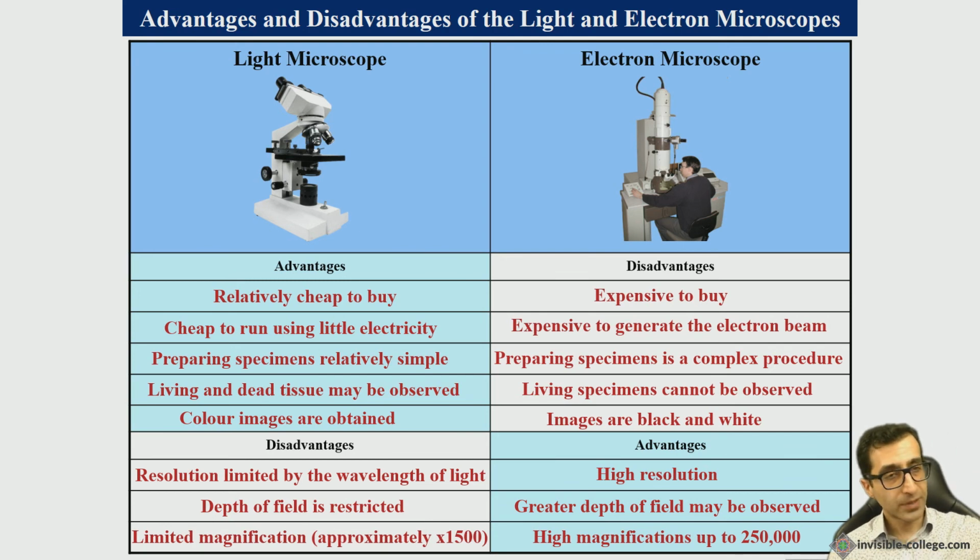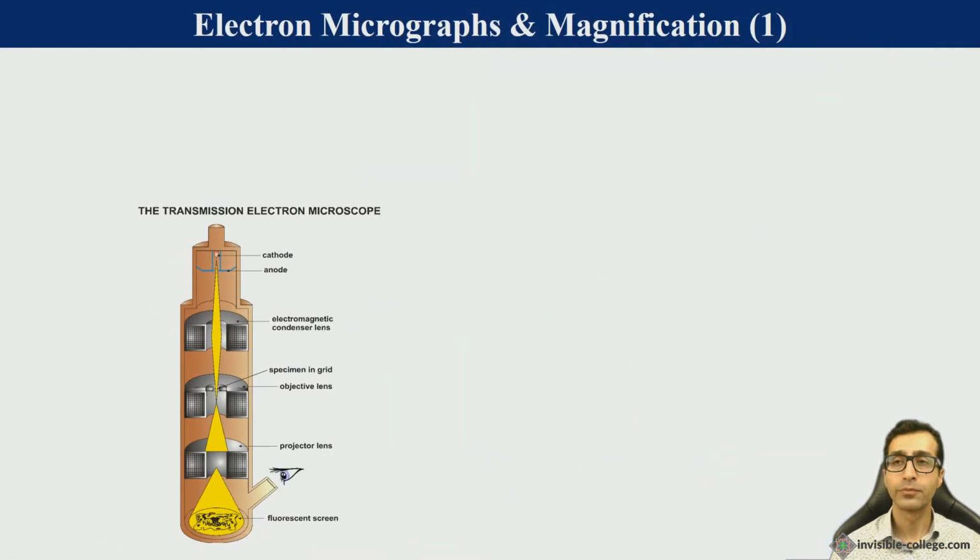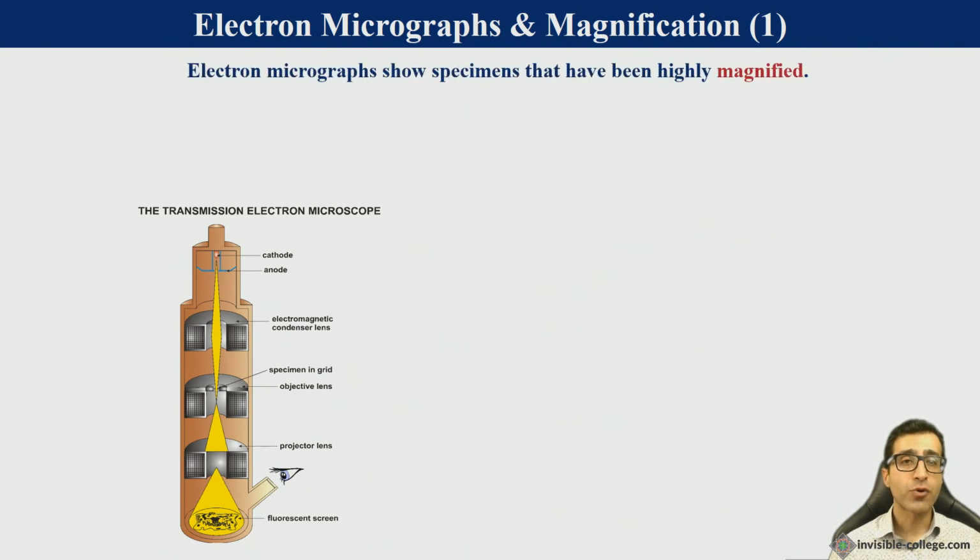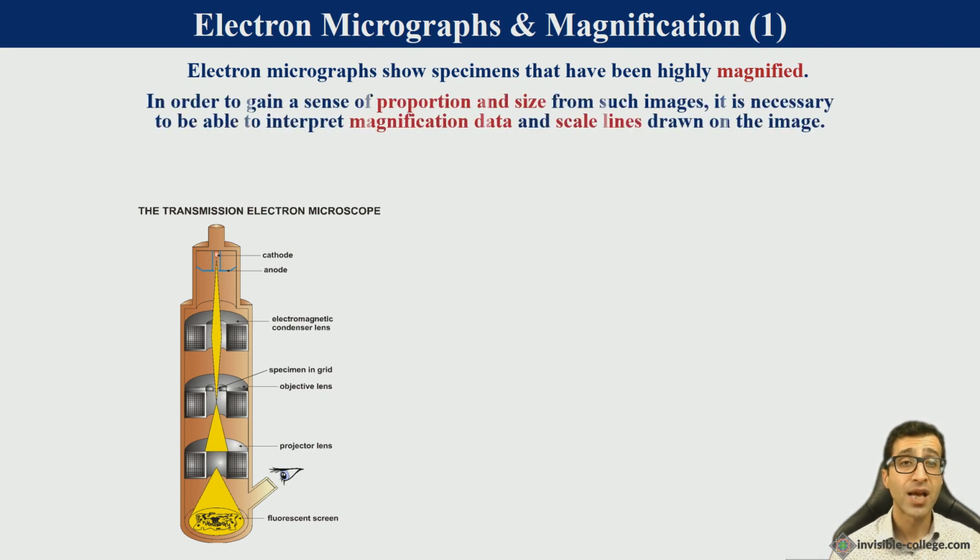Okay, so let's have a look at electron microscopes and how they work in general. Electron micrographs will show specimens that have been much more highly magnified than you find from optical micrographs. Now, in order to gain a sense of proportion and size from such images, it's necessary to be able to interpret the magnification data and scale lines which are drawn on the image.